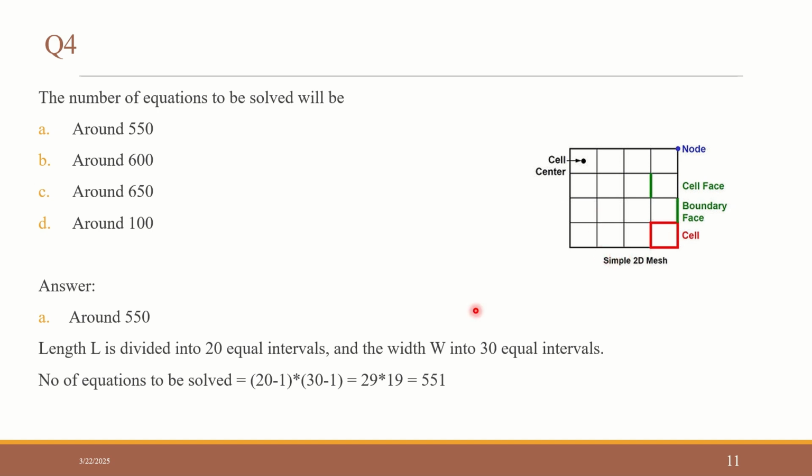So it is 20 minus 1 into 30 minus 1, 19 into 29. It should be 19 into 29 but I think it is okay. Which gives us 551. Since it is 551, we are giving the answer as around 550. So option A is the right answer. Option A is the right answer.